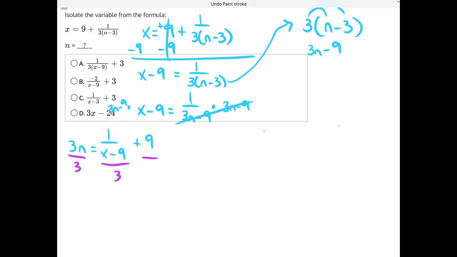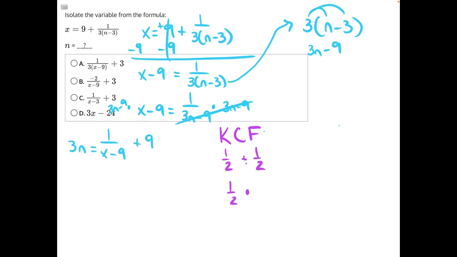The way I want you to visualize that is think of our keep, change, flip rule. Whenever we are doing division with fractions, we use keep, change, flip. Let's say it's 1/2 divided by 1/2. We would keep 1/2, change to multiplication, and flip because dividing by a fraction is the same as multiplying by its reciprocal. The same is true in this case.